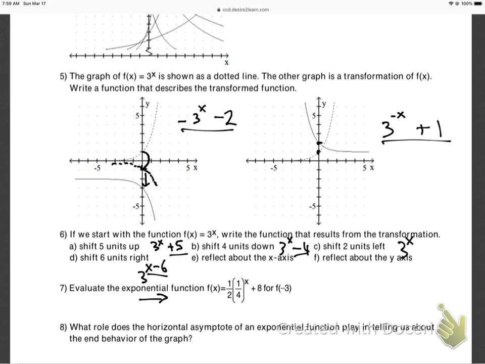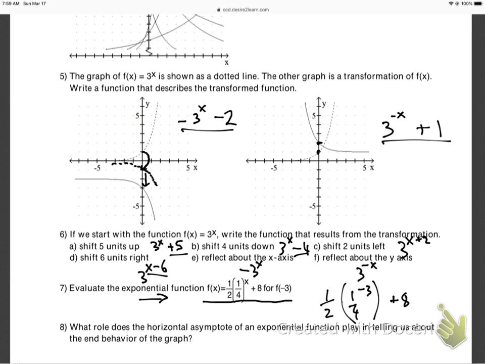Now then, what's that one? If I go left, that's plus 2 in the exponent. Reflect about the x-axis. Again, that's just going to give me negative 3 to the x. About the y-axis, that's 3 to the negative x. And hopefully all those are okay. Now, something like this just means plug negative 3 where x is. So I have to do this. Half multiplied by 1/4, it's just this base that's got the negative 3. And I'm going to add an 8.